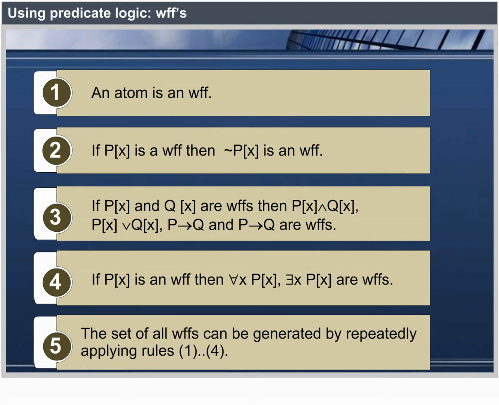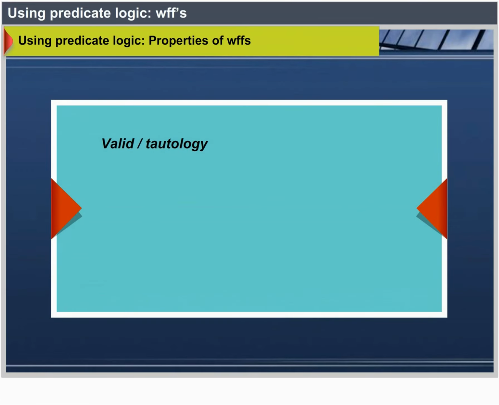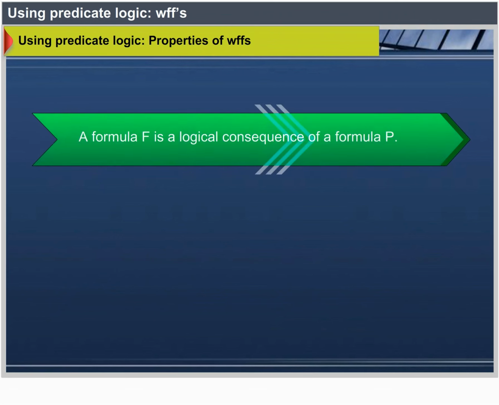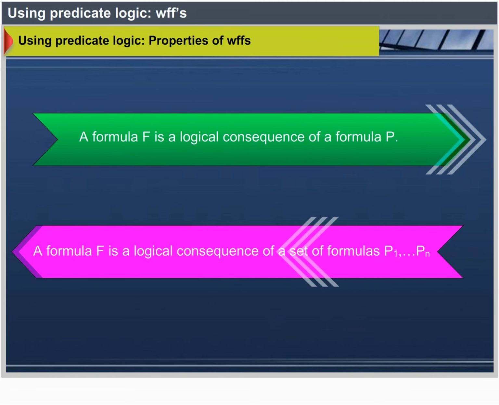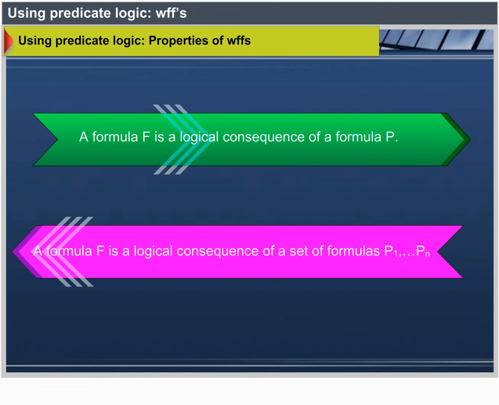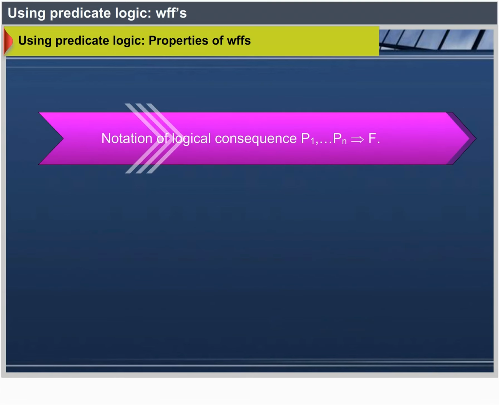Using predicate logic, properties of WFFs. Valid and tautology. Satisfiable. Contradiction. Equivalent formulae. A formula F is a logical consequence of a formula P. A formula F is a logical consequence of a set of formulae P1 up to Pn. Notation of logical consequence: P1 up to Pn implies F.